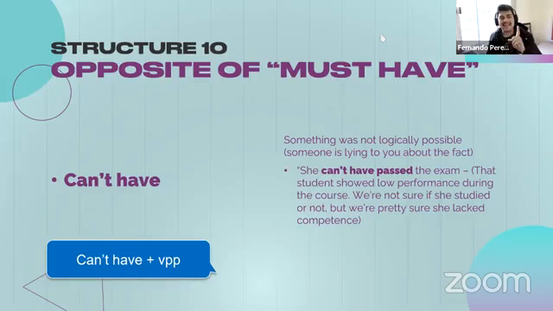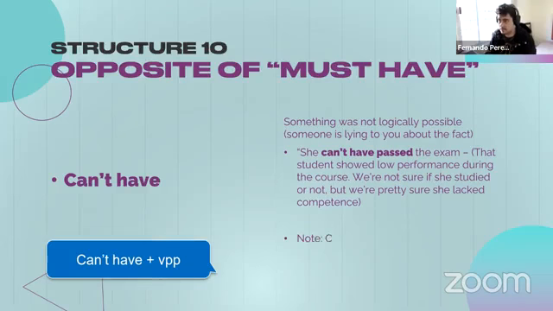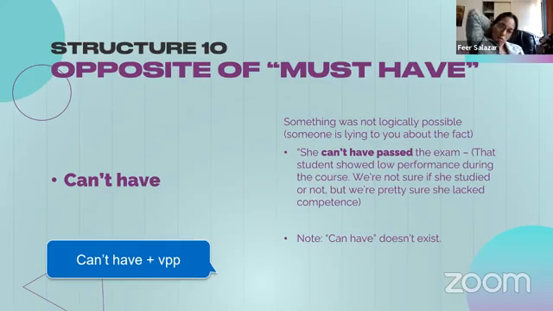Can you make a supposition with can positive? No, you cannot. Only can't. Okay? Take that as a note. Can have doesn't exist. Do you know why? Because you have must.